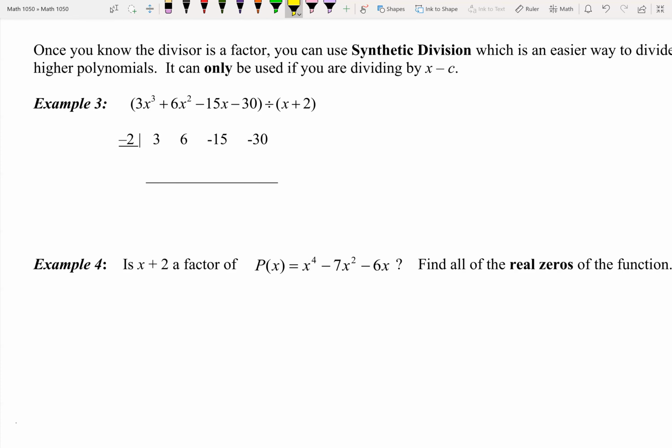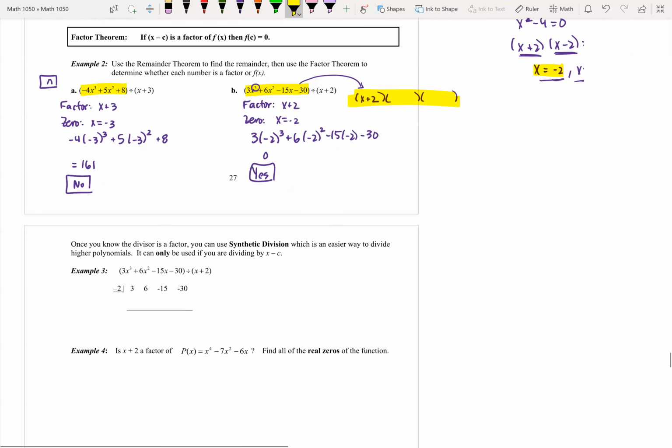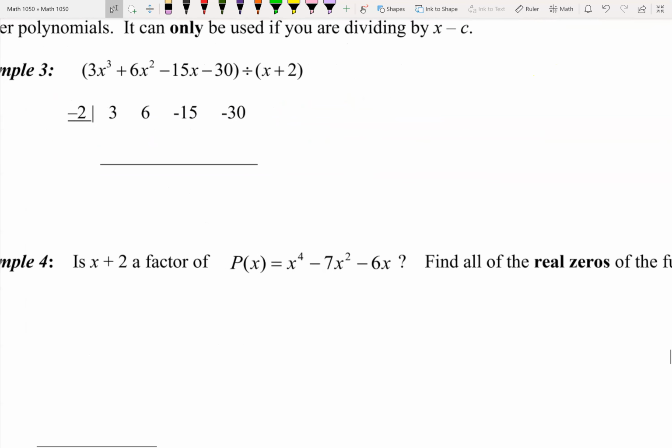So this problem right here, example 3, is the exact same problem as example 2, if you notice that. So look what I do. If you take that x plus 2 and set it equal to 0, you get x equals -2. That's the number that goes over there. So you take the second parenthesis, set it equal to 0, that's what goes there. Then look at these exponents, guys: 3, 2, 1, constant. I'm not missing anything.